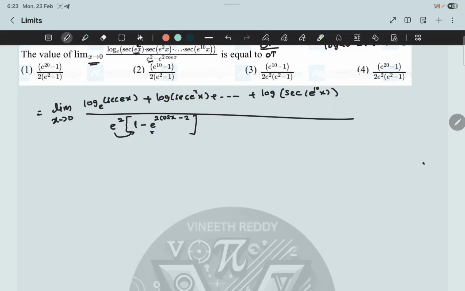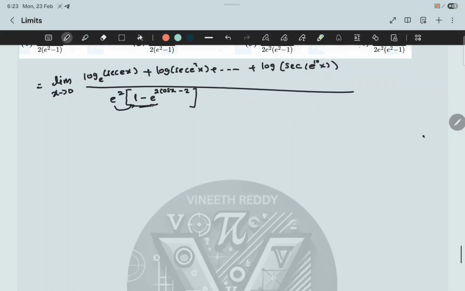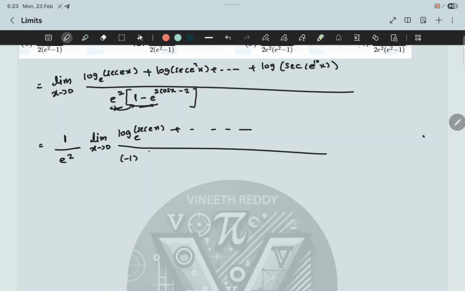Now what we will do is take minus common from the denominator, right? And 1 by e square we will send outside, because e square is anyway a constant. We can write this as 1 by e square, limit x approaches 0, again log secant e^x to the base e, and so on, divided by, let me take minus common, we get e power 2 times cos x minus 1, minus 1.